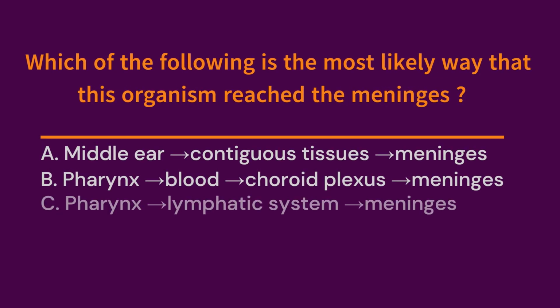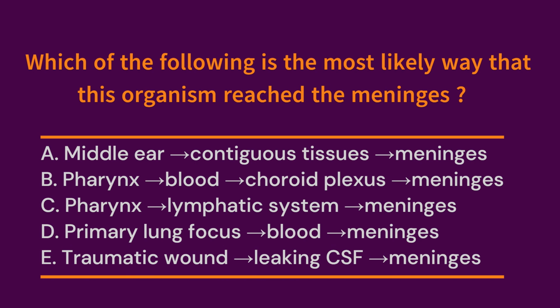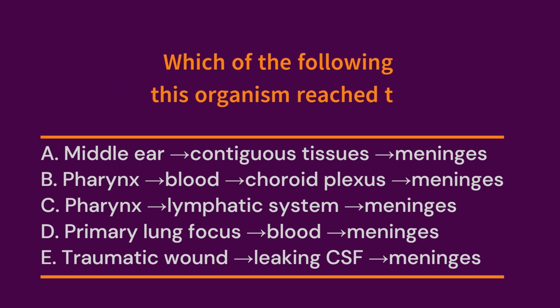A. Middle ear to contiguous tissues then to meninges. B. Pharynx to blood then to choroid plexus then to meninges. C. Pharynx to lymphatic system then to meninges. D. Primary lung focus to blood then to meninges. E. Traumatic wound leading to leaking cerebral spinal fluid then to meninges.